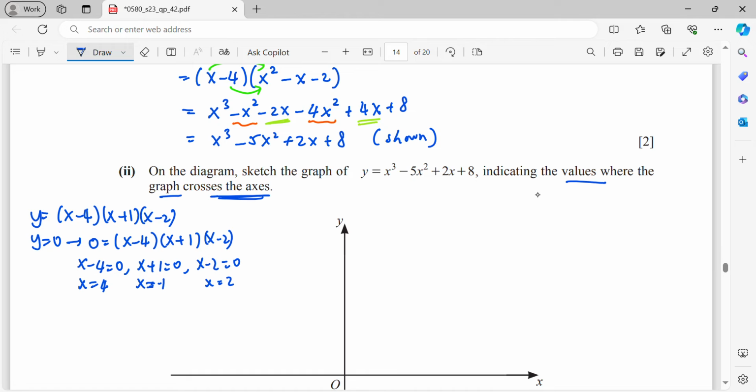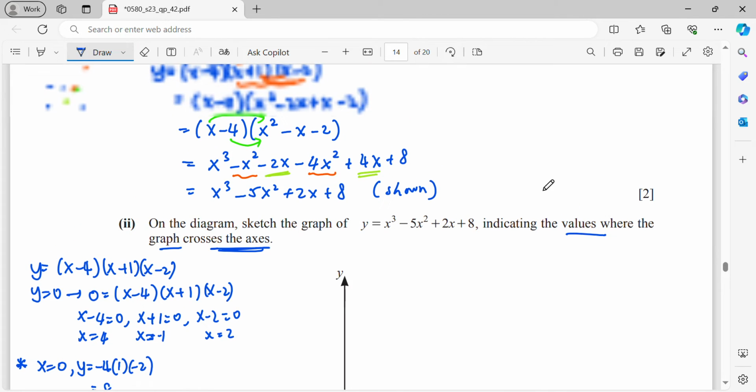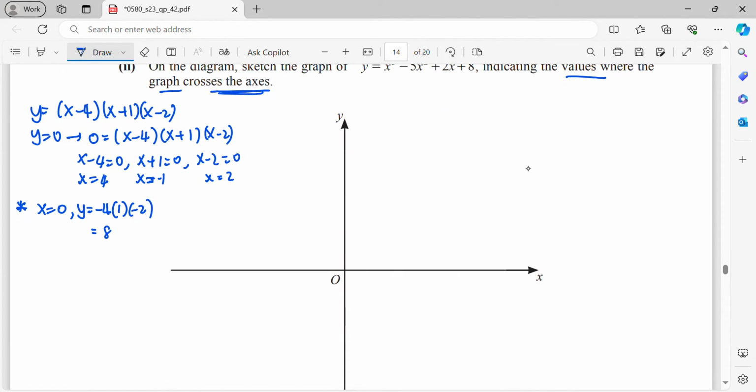And then we need one more calculation where x equals 0. Your y will be: the first is minus 4, the second is 1, the third is minus 2. That means I'm getting 8. So now I have to mark all these points on the diagram.